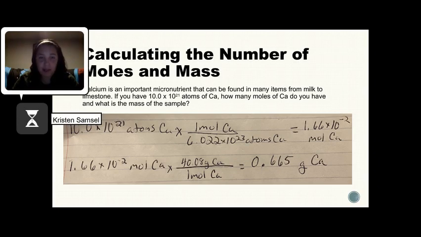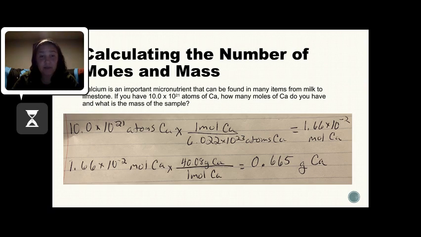Now, what if we have the opposite problem? We know how many atoms we have, but we want to know how many moles we have and what the mass of our sample is. So we're told we have 10.0 times 10 to the 21st atoms of calcium. So we can then divide that by a mole, 6.022 times 10 to the 23rd, and we find out that we have 1.66 times 10 to the negative 2 moles of calcium.